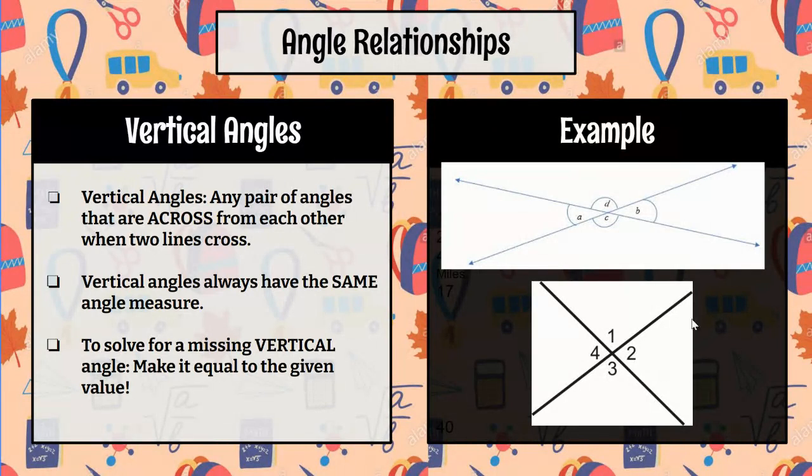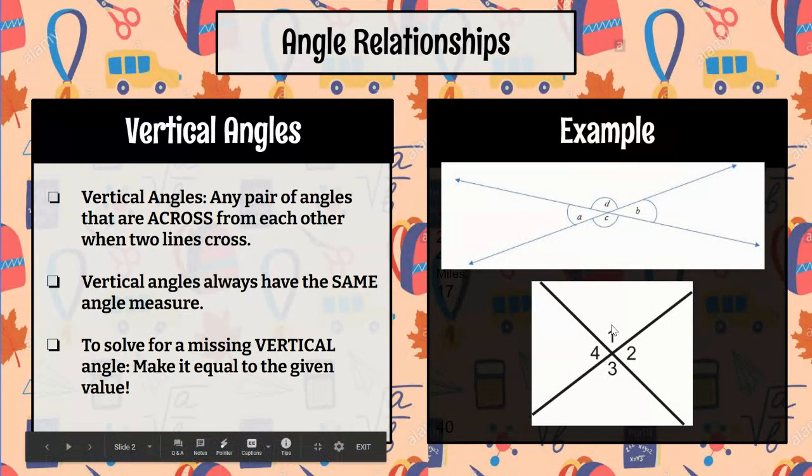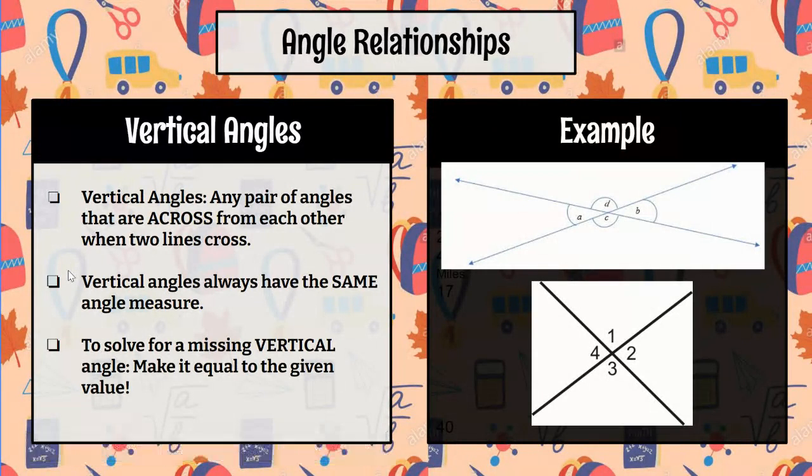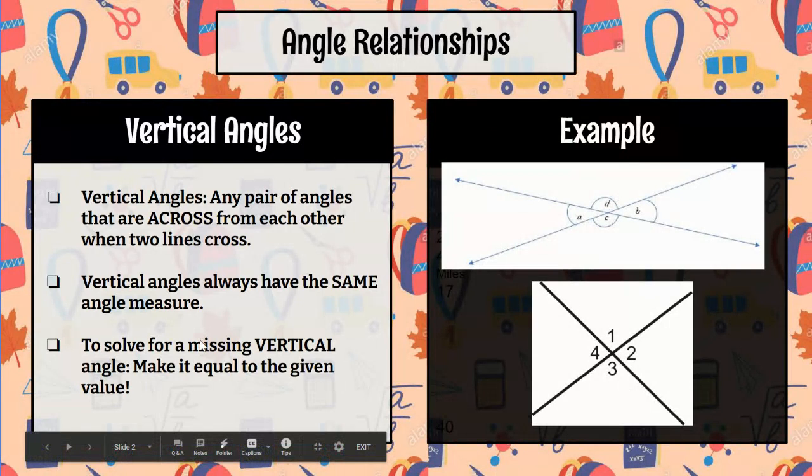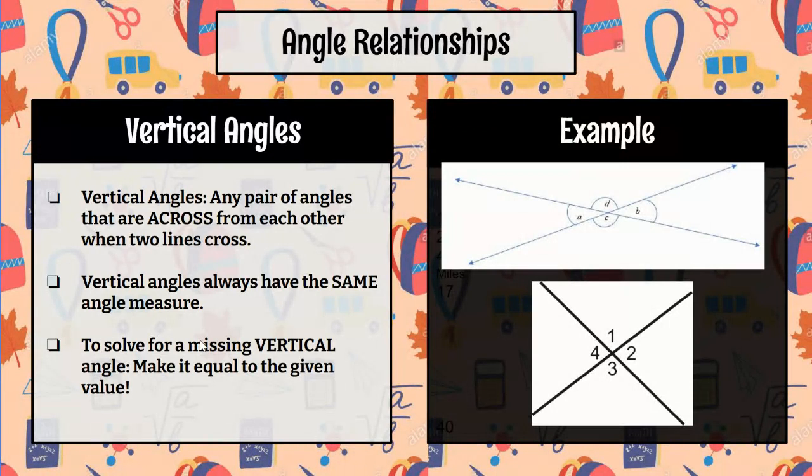Same thing down here. Here's your two lines that cross. So my vertical angles would be 1 and 3, and my other pair of vertical angles would be 2 and 4. Here's what's important to remember about vertical angles: they have the same angle measure. They equal the same number. So if A was equal to 72 degrees, B is its vertical angle, so B would also be 72 degrees. If C was 18 degrees, D is its vertical angle, so D would be 18 degrees. If you're asked to solve for a missing vertical angle, you're going to make it equal to the given value. That's going to make a little bit more sense later on.